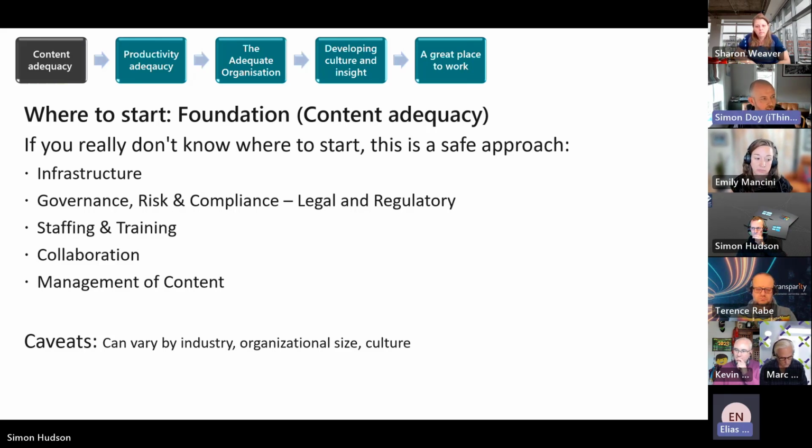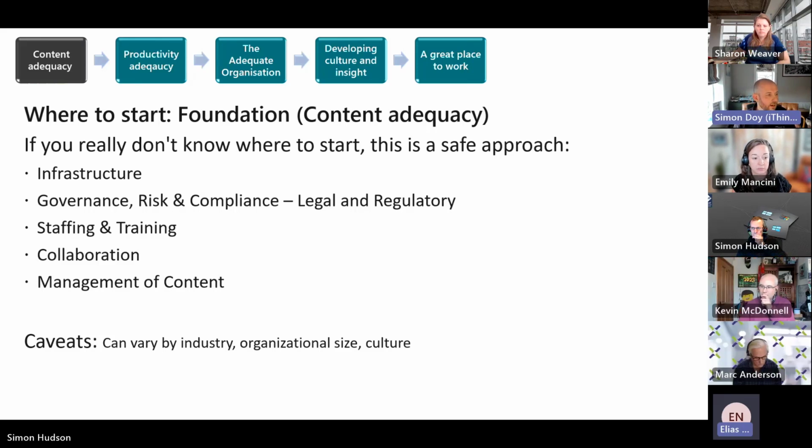The third part is, if you don't invest in staffing and training, these tools are just not going to get used. People are going to go off and do their own thing. So you need to have investment in there. And this is a bone of contention. Where do we start with collaboration, getting people to use the tools? Again, this comes into management of content as well.